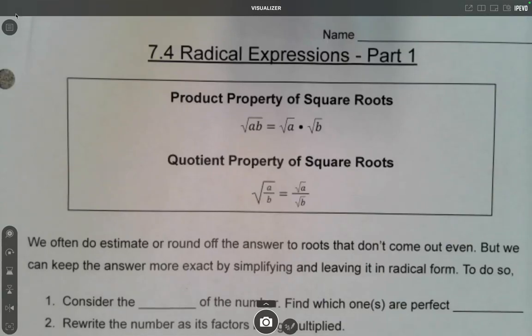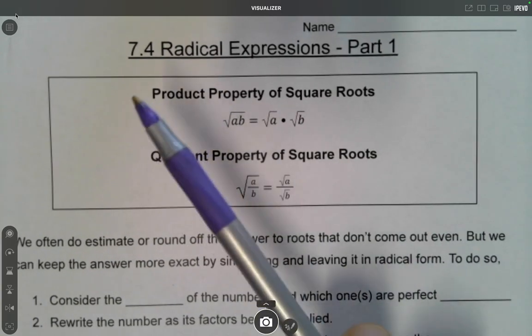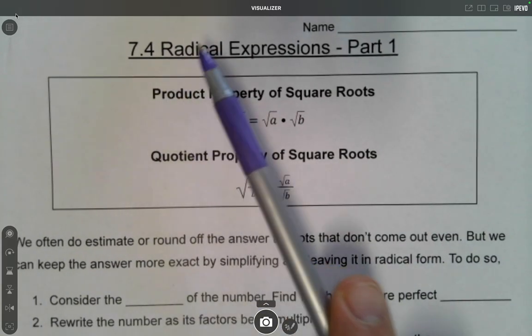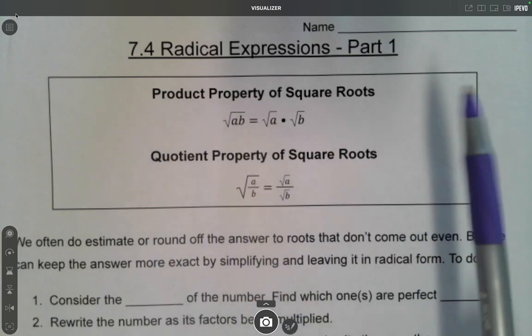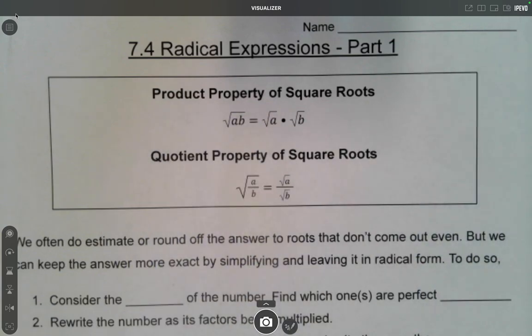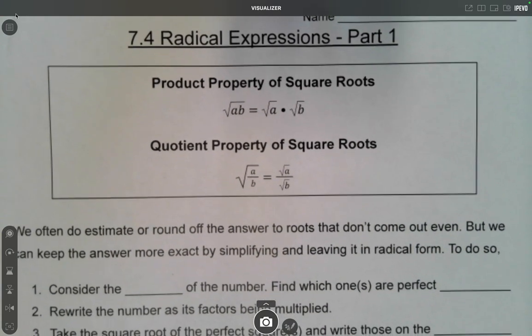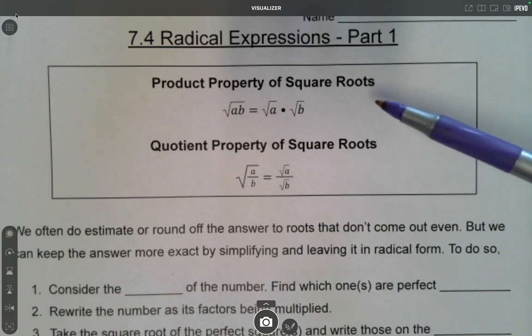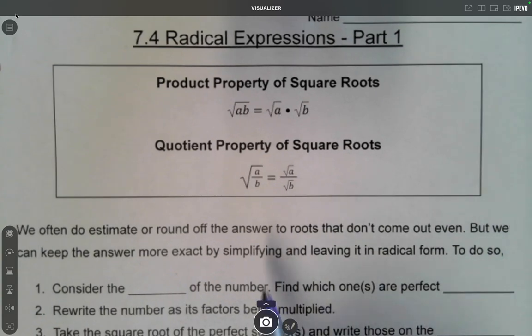So we've already dealt with exponents. Now we're going to talk more about radicals. Radicals are another name for roots, and we're going to talk about some of their properties to start with. Now I'm splitting this section 7.4 up into two different pieces. I feel like it's got a lot of stuff, so I chose to do two separate sets of notes for it. So first, the product property of square roots.